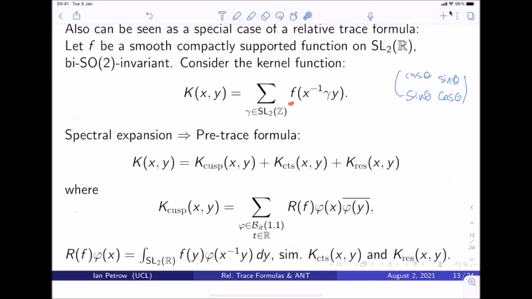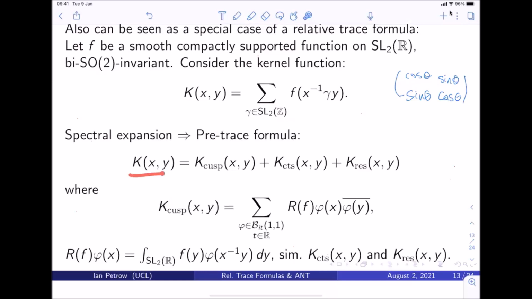So I take this f and I'm going to sum it over all the SL2Z matrices, and translate on the left and translate on the right by elements of SL2R, and this gives me a kernel function. Remember, f is compactly supported, so there are no convergence problems here at all. I can write down this sum. And then I can get what's called a pre-trace formula out of this kernel function by doing a spectral expansion.